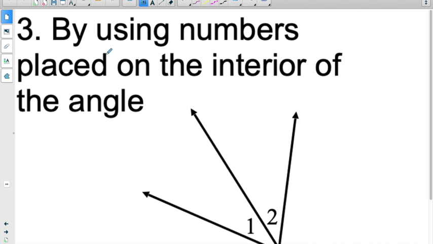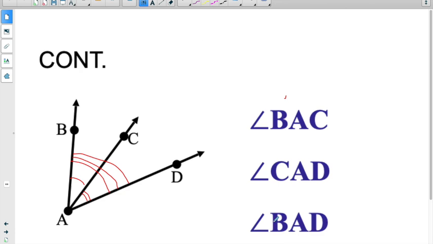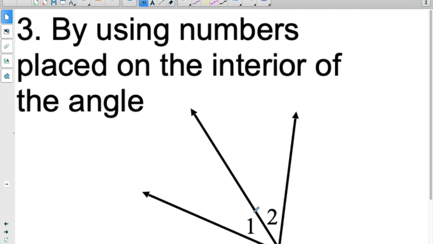We can also name them by using numbers. Sometimes we can place a number there if there's not one already, and now we can call this angle 1 and angle 2. It makes it a little bit simpler to name an angle if there's a lot of angles that you're looking at. So here, instead of saying all of these letters, I could just say angle 1 and angle 2.